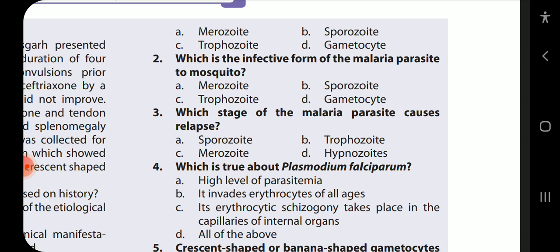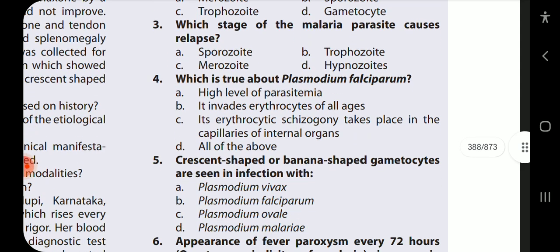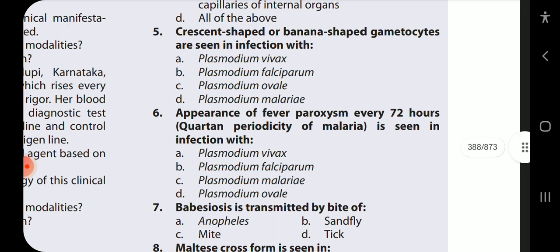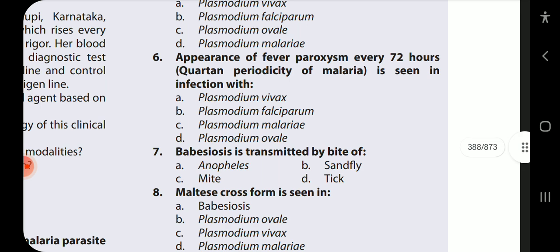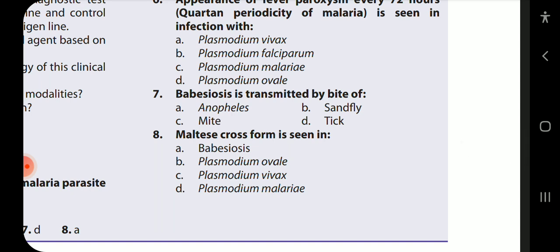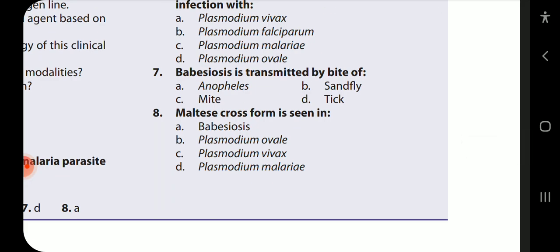Okay, now next question: which is true about Plasmodium falciparum? Okay, so it says high level of parasitemia, yes. Invades erythrocytes of all ages, yes. Erythrocytic schizogony takes place in capillaries of internal organs, yes. All are correct. The crescent-shaped or banana-shaped gametocytes are seen in Plasmodium falciparum. Appearance of fever paroxysm every 72 hours, quartan periodicity of malaria, is seen in infection with Plasmodium malariae. Okay, babesiosis is transmitted by the bite of a tick and Maltese cross forms are seen in babesiosis.